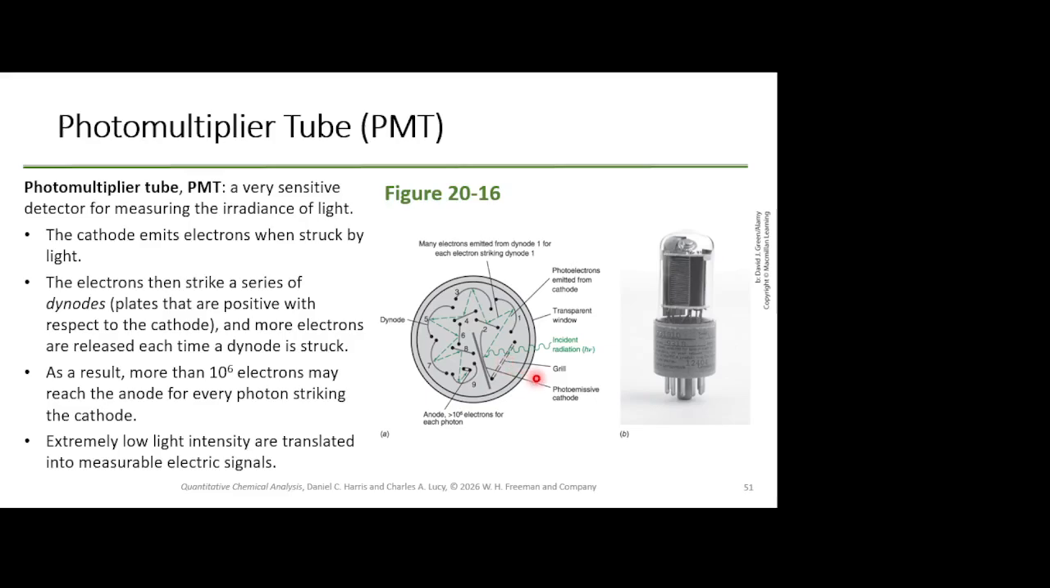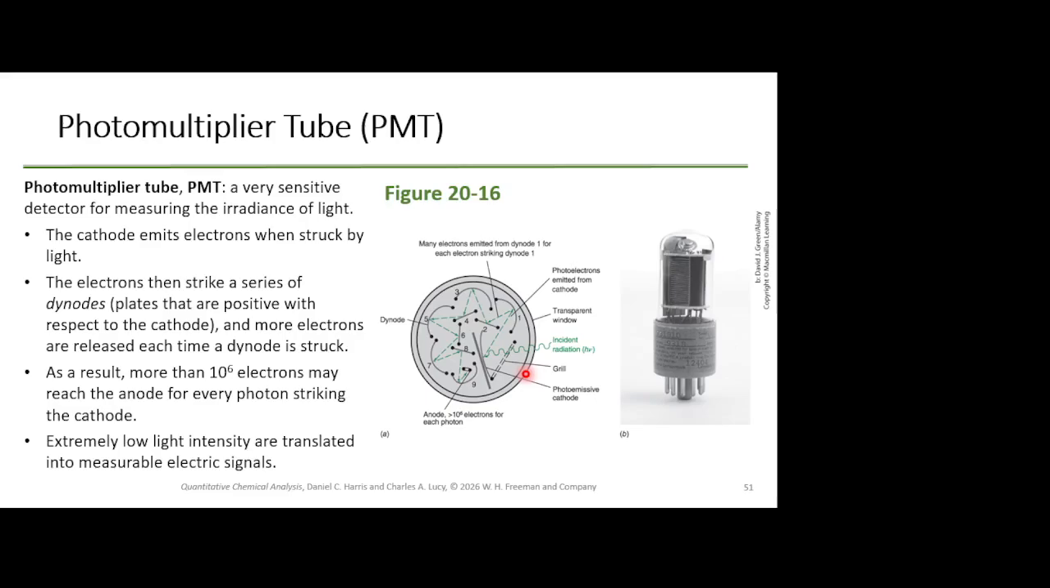This is what's needed to actually boost that into electrical signals that you can actually detect. 10 to the 6 electrons may reach the anode for every photon that's striking the cathode. In a more traditional detector, it would be more like a 1-to-1 ratio, and you may do gain, where you're doing like 4 times. Okay? And you'd have a fairly low amount of amplification.